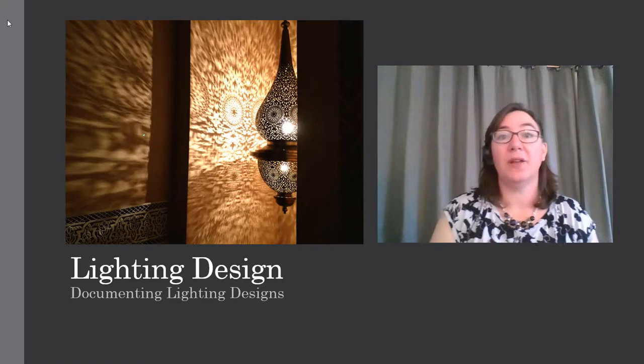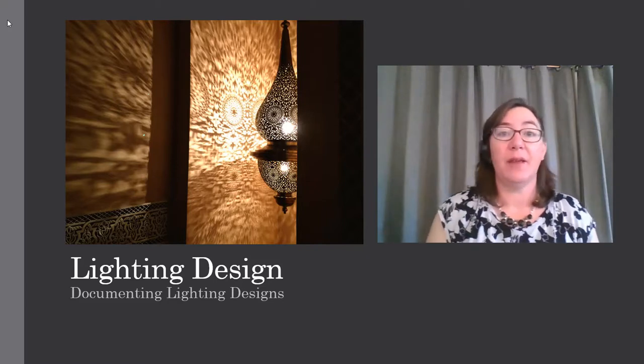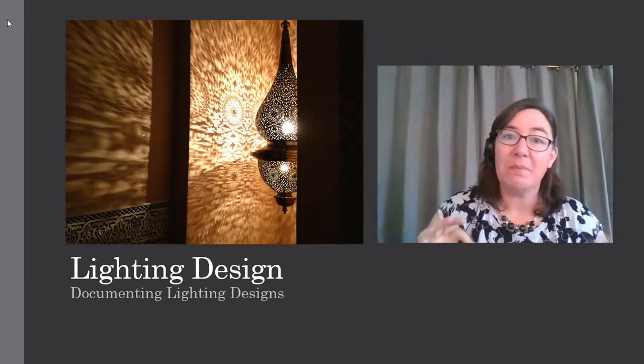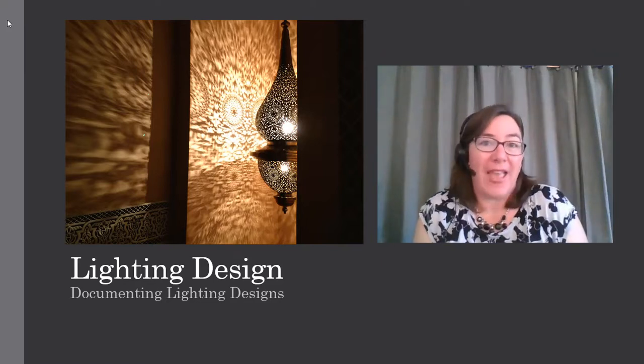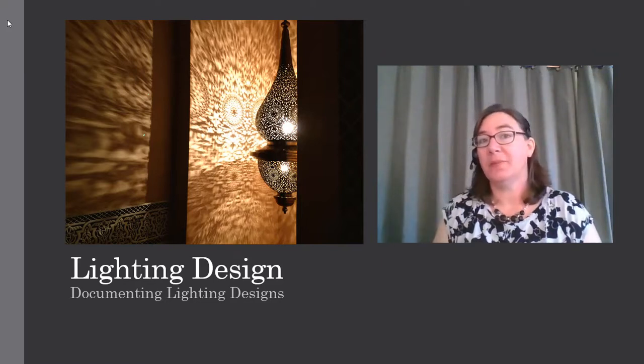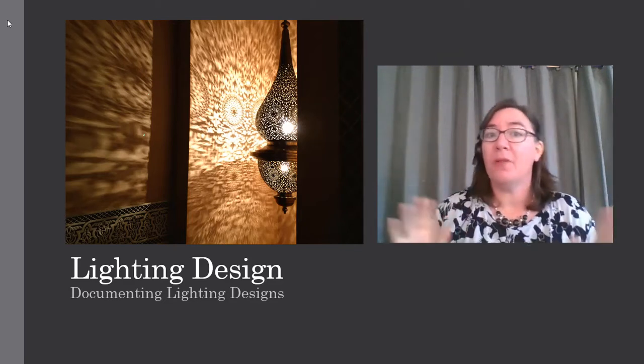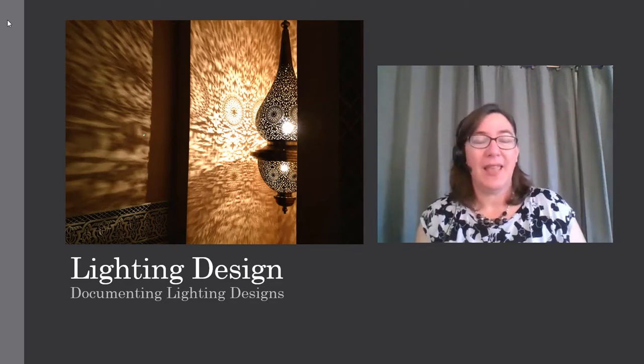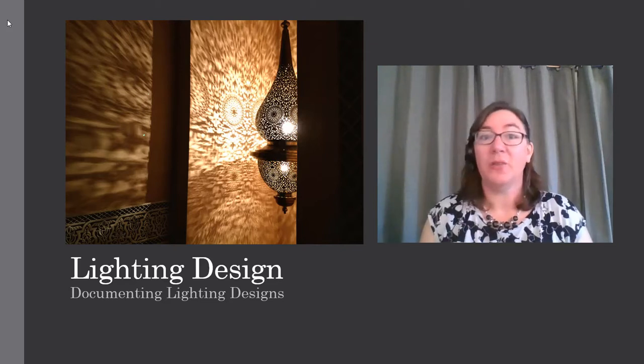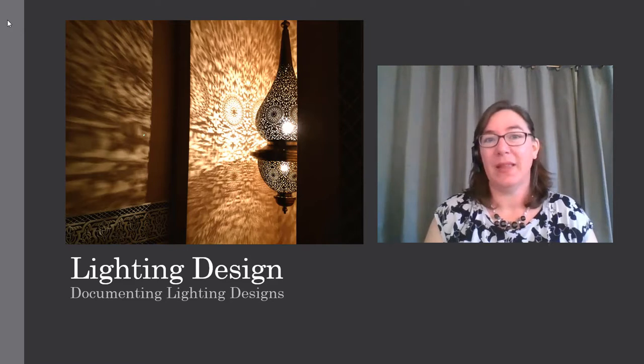So we're talking about the contract documents phase of a lighting design project. And the major thing that you produce during this phase are the lighting plans. In this video, we just went over the overview of what goes on to those plans. And then in the next couple of videos, we're going to go into much more specifics about the items that you place on these plans.